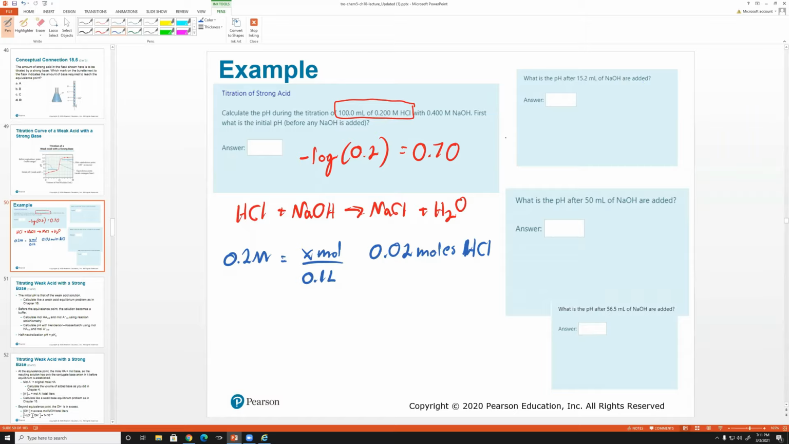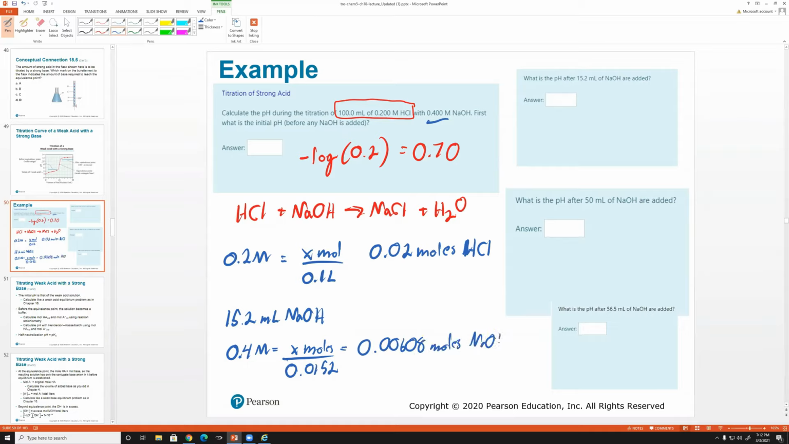All right. So 15.2 milliliters of NaOH. What that means is we know it's 0.4 molar. So we could just find the moles. 0.4 molar equals X moles over 0.0152. And we can do multiplication, 0.4 times 0.0152, and that equals 0.00608 moles of NaOH. Now, what do we do with that information?